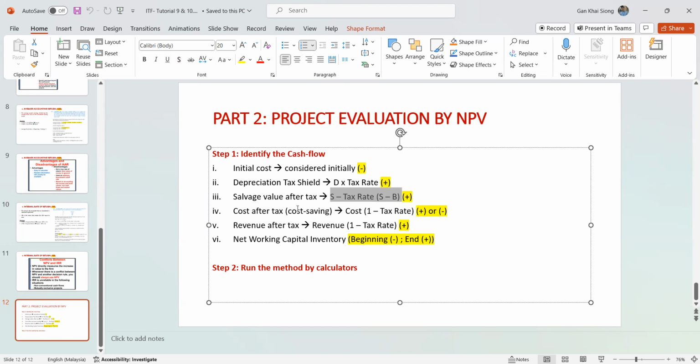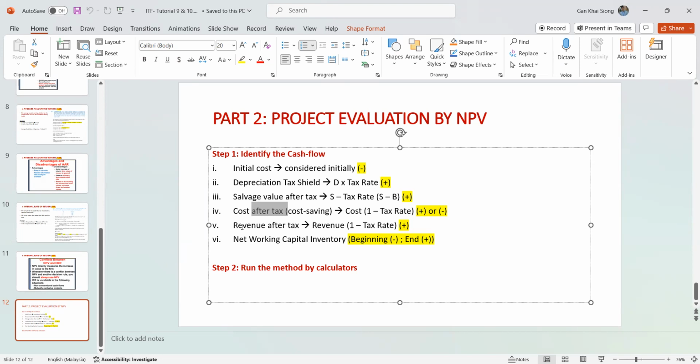Next one, cost saving. When you invest in a project, you can save some costs, but not always the case. Sometimes maybe you do not save some cost. Maybe the investment does not go well as you expected. But if you really save some cost, is it a good thing for you? So it's a positive sign. But if it does not result in cost saving, then it's a negative sign. This is very tricky, a bit tricky.